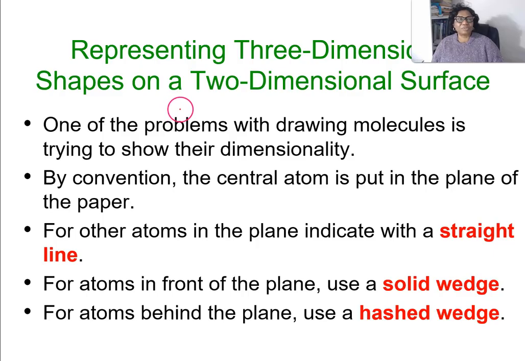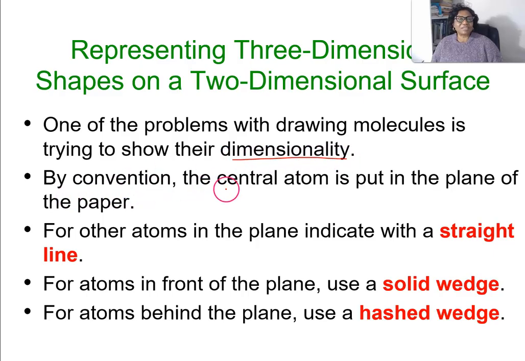So we ended up with shapes of molecules, geometry of molecules. And remember we said molecules are three-dimensional. But how can we represent these three-dimensional shapes on a two-dimensional surface like a paper? So that's what we want to do here. Representing three-dimensional shapes on a two-dimensional surface, for example, a paper. One of the problems with drawing molecules is trying to show their dimensionality.